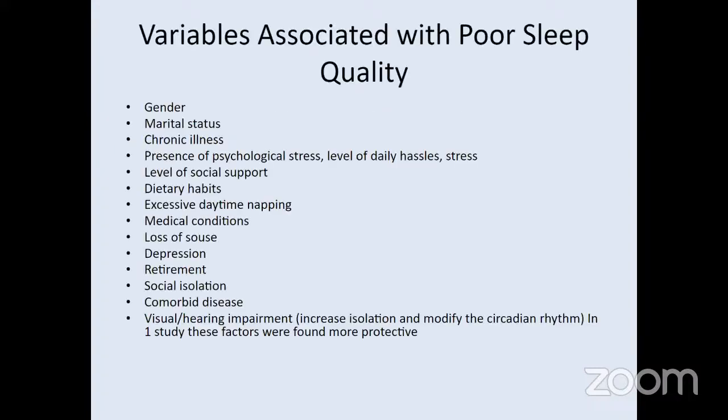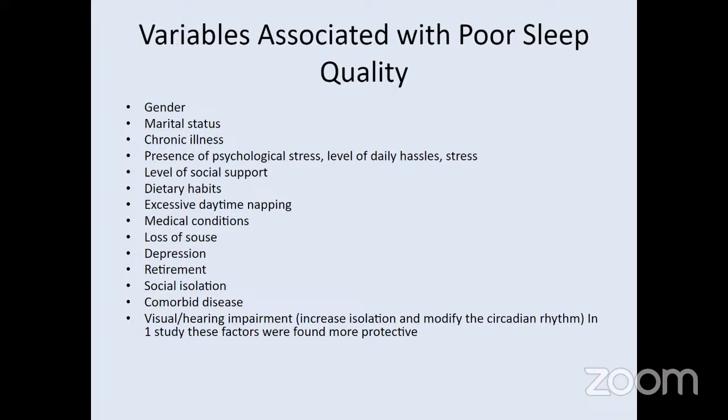So what are the variables associated with poor sleep quality? There are many, and these include gender, marital status, chronic illness, presence of psychological stress, level of daily hassles, level of social support, dietary habits, excessive daytime napping, medical conditions, loss of spouse, depression, retirement, social isolation, comorbid disease, and also visual and hearing impairment.